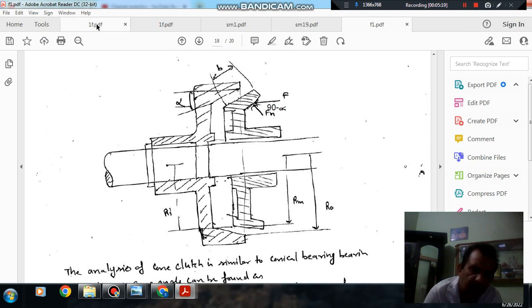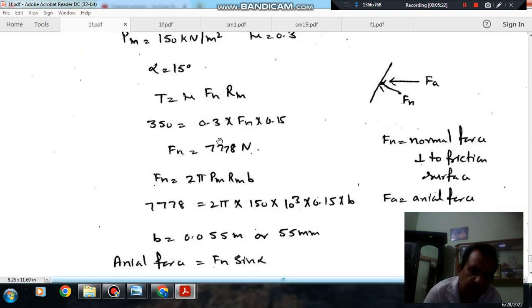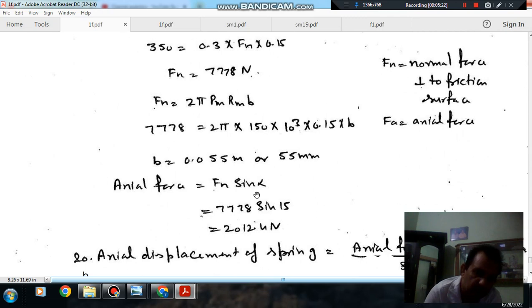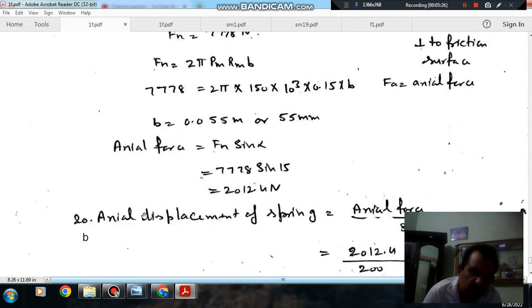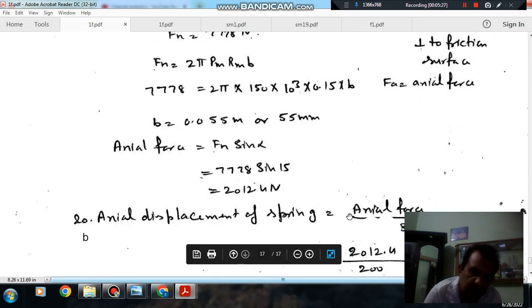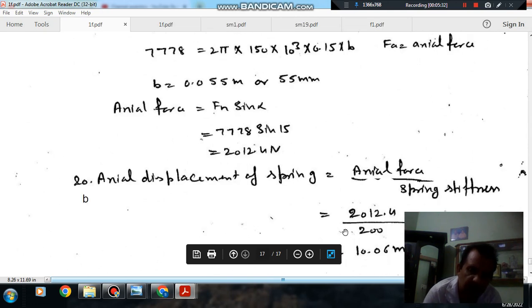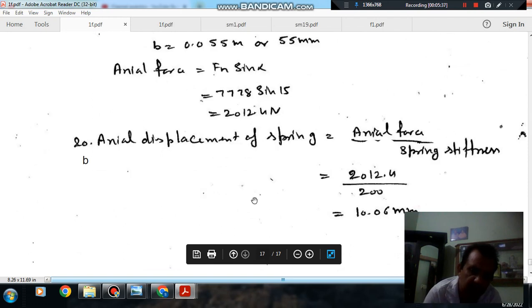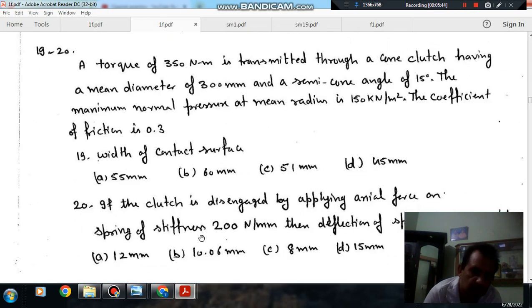So the applied axial force is 2012.4 Newton. The axial displacement of the spring will be the axial force divided by the spring stiffness. As spring stiffness is given as 200 Newton per mm, the axial displacement of the spring is axial force by stiffness, that is 10.06 mm. So the answer is option B.